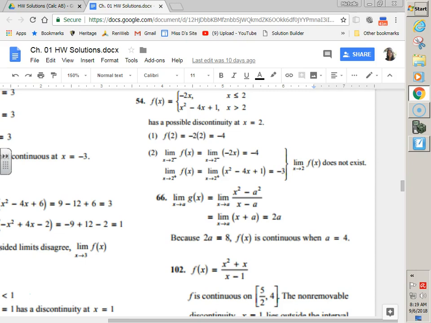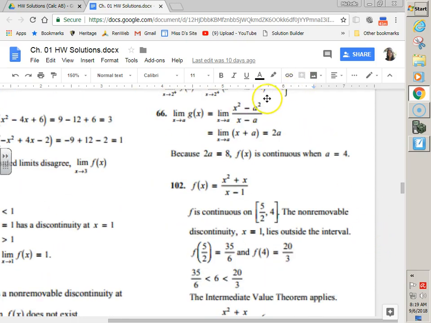Number 66. Did you guys factor your difference of squares and cross out and just get x plus a, and then plug it in? Plug in what? Well, whoever x is approaching. So plug in a. So a plus a is 2a. Why did they set 2a equal to 8? Did anybody get stuck on this one? Okay, this one was kind of weird.